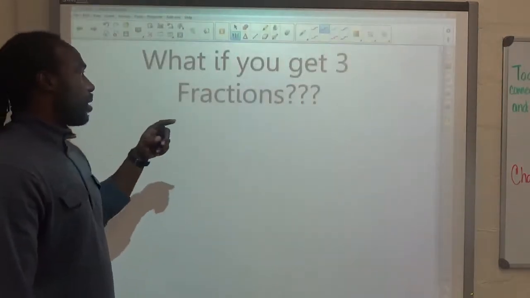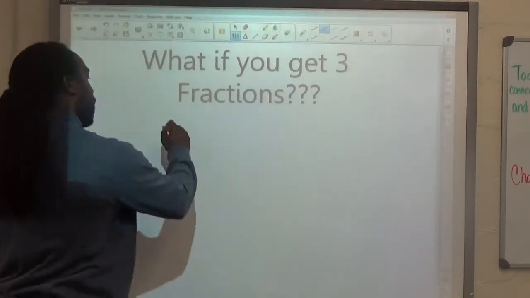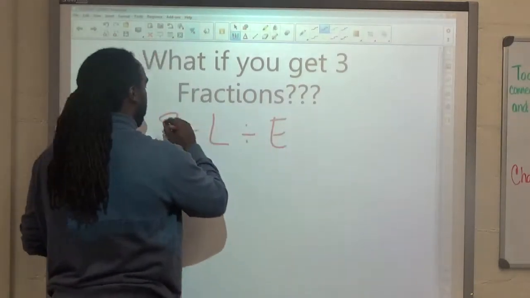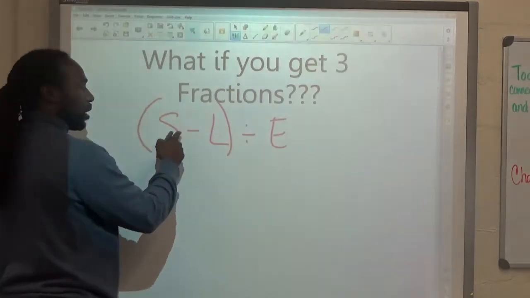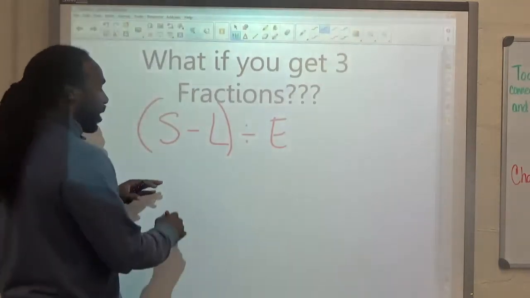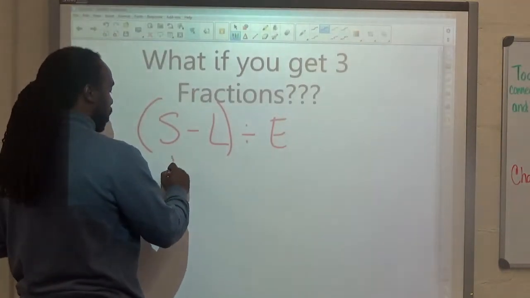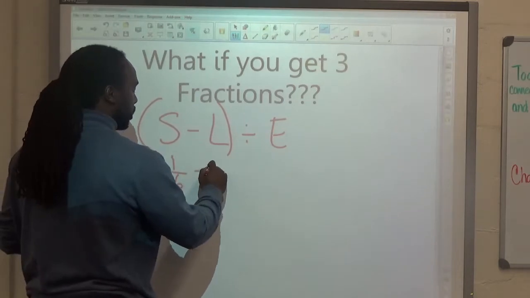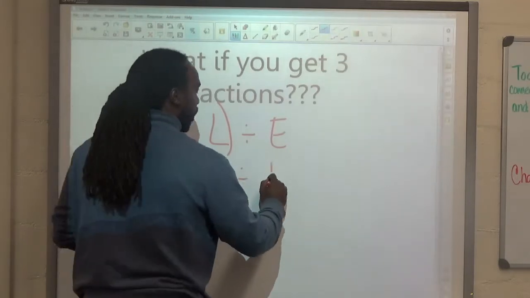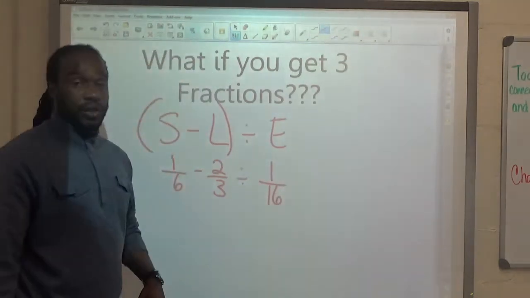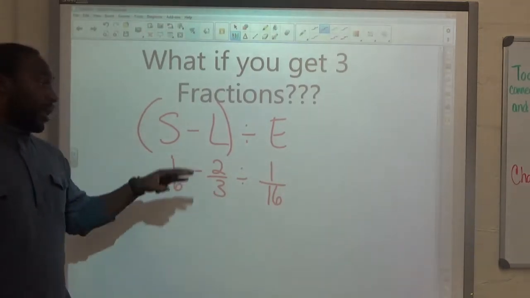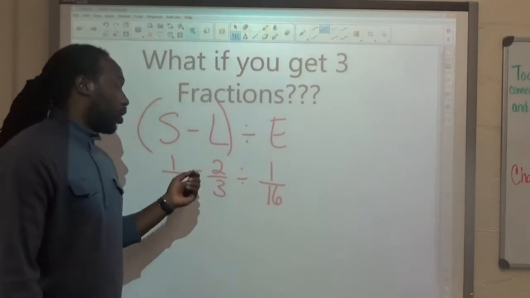The last one we'll take a look at is if you get 3 fractions, and that's my SLEEP, LAUGH, and EAT, what we talked about in class. What that basically stands for is your start, what's left, and then divided by your each. Remember when you actually do these skills, let's say if I do 1/6 minus 2/3 divided by 1/16, please make sure that you remember that you cannot subtract fractions that do not have a like denominator. So what I would like you to do for homework tonight is please solve this problem.